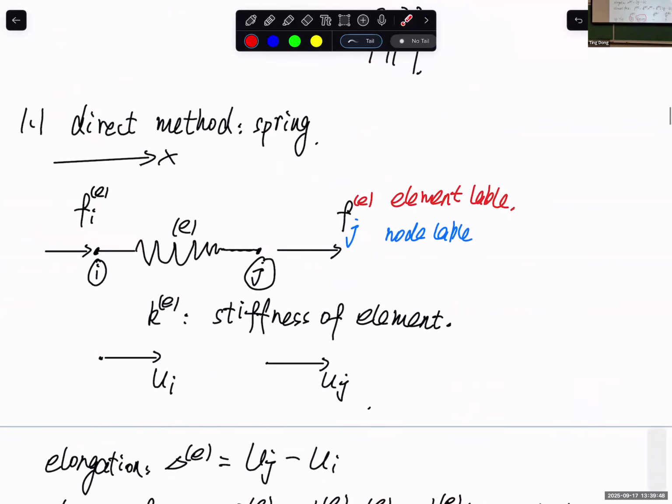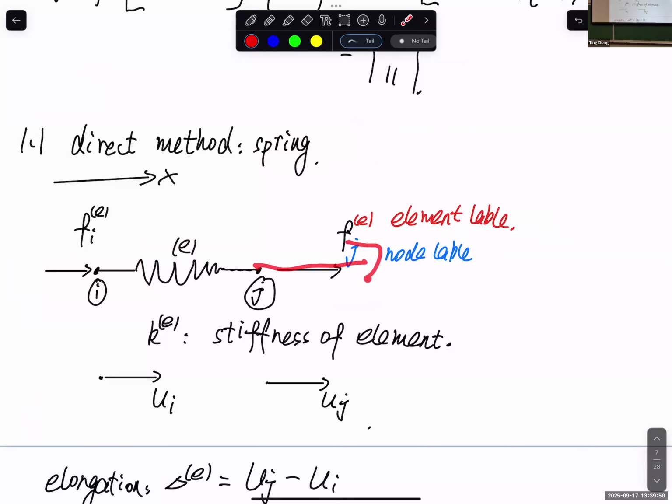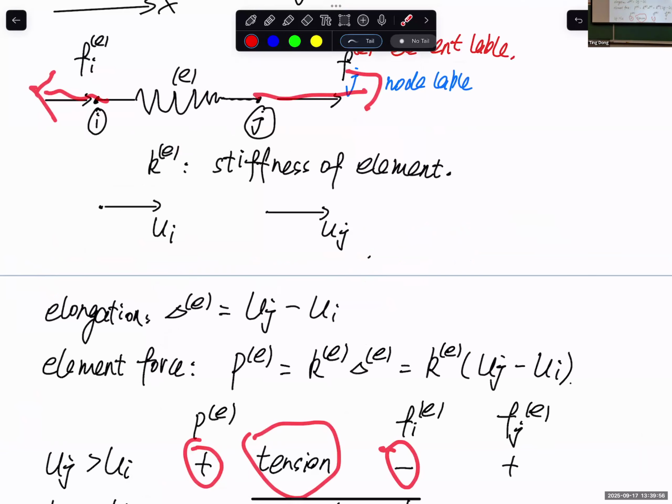And to generate the tension, we need to apply a positive force at node J, and a negative X direction force at node I. So negative, positive. Makes sense or not? Node I is always negative X direction. Node J is always a positive X direction. This is how we generate tension.